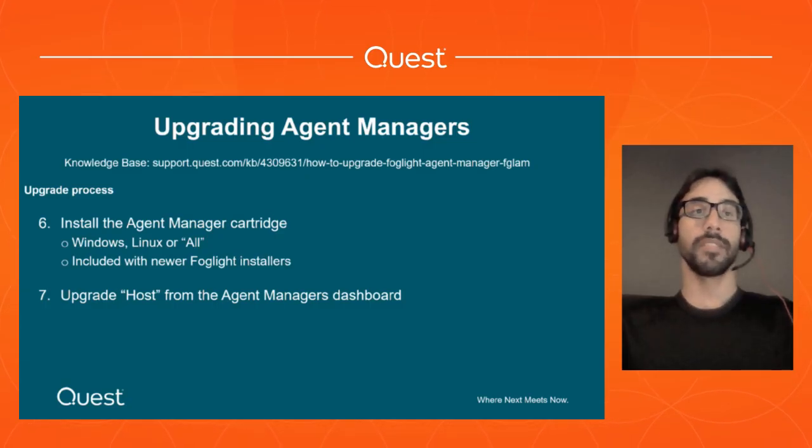When upgrading the agent managers, first it would be installing the agent manager cartridges. This can be specific for Windows or Linux operating systems, or it's also possible to use the all cartridges that includes both. As we mentioned, newer versions of Foglight will include the agent manager cartridges with all the installers, including the core one, so this step may not be necessary if already upgrading the Foglight management server. Once the cartridges are installed, the option to upgrade the host will be available from the agent manager's dashboard, and from there, the upgrade of the agent manager host can be performed individually or multiple can be selected at the same time.